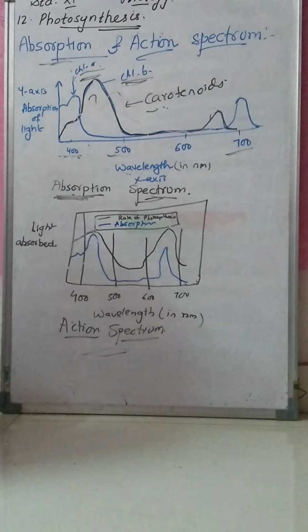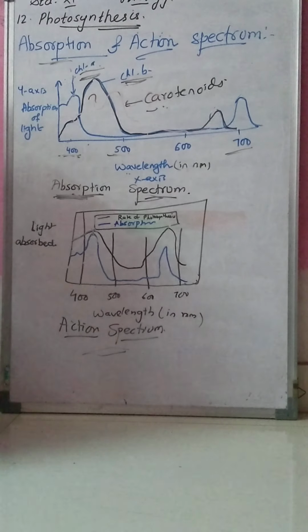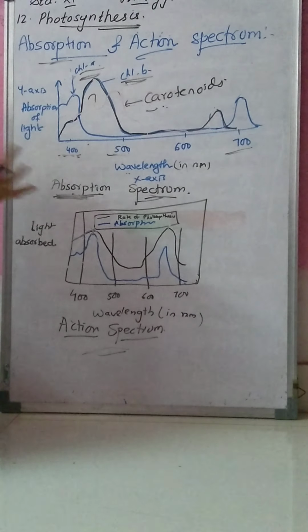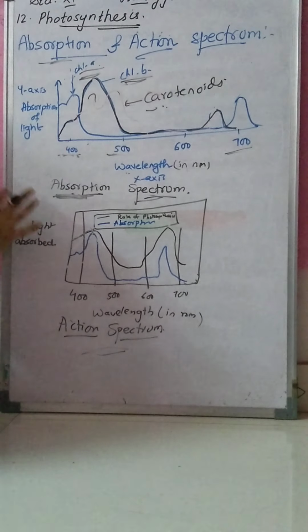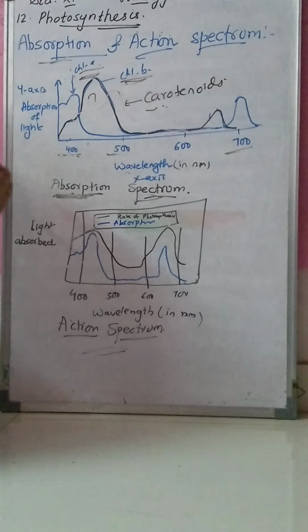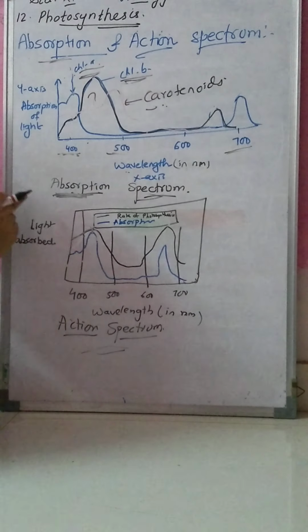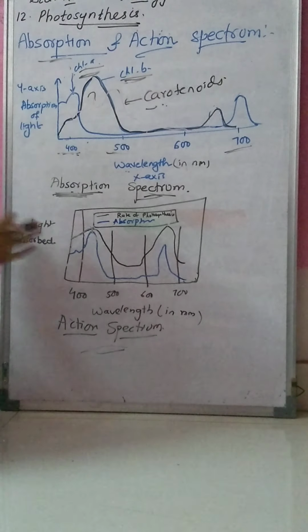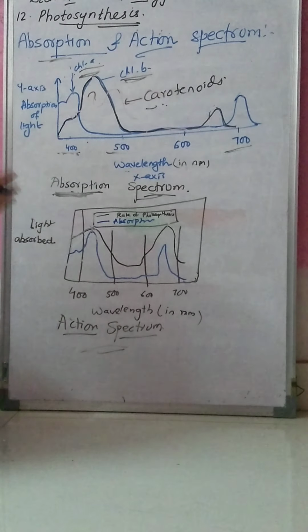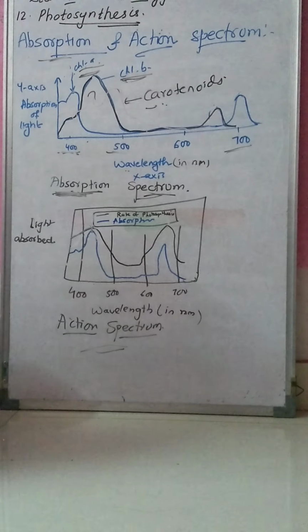Okay students, what have we studied today? Today we have studied the nature of light, where light is in the form of energy. And we have seen that visible light ranges between ultraviolet and infrared, that is 390 nm to 730 nm. Then we have also studied absorption and action spectrum, and with the help of this curve we understood that other pigments also absorb light energy and transfer it to chlorophyll A.